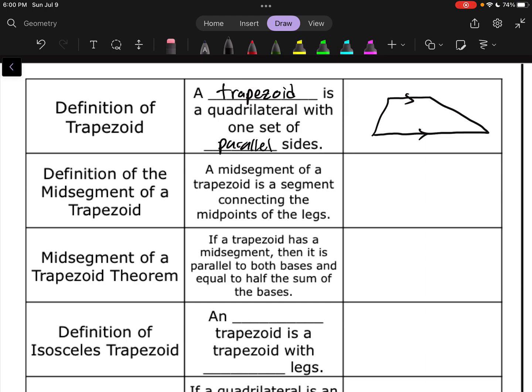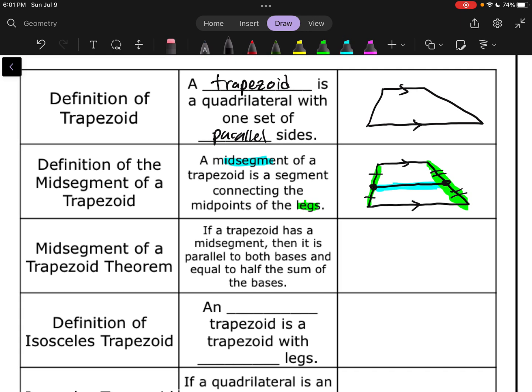A common thing that you might see in a trapezoid, though, is a mid-segment of a trapezoid. So what a mid-segment is, it is a segment connecting the midpoints of the legs. So when you've got a trapezoid, the two sides that are parallel are referred to as the bases, and then the legs are the non-parallel sides. So that's these guys. And so what a mid-segment does is it connects the midpoints of those legs. So it would look like that. So the mid-segment is this guy right here.